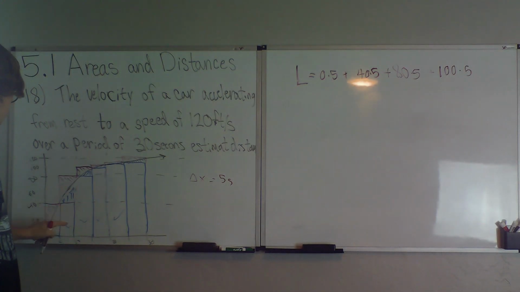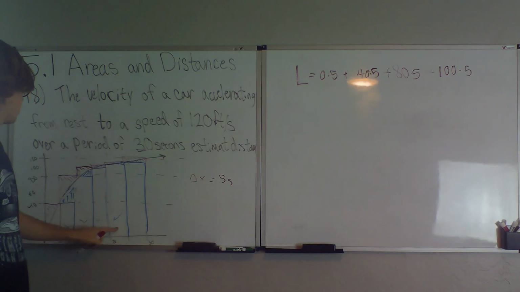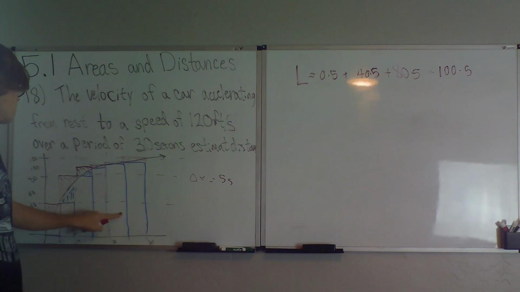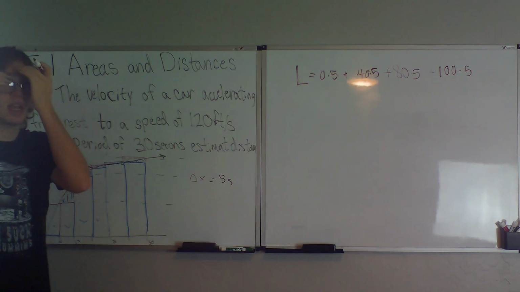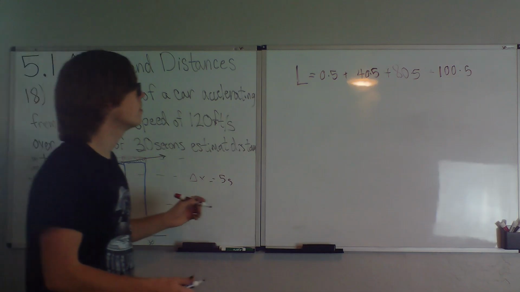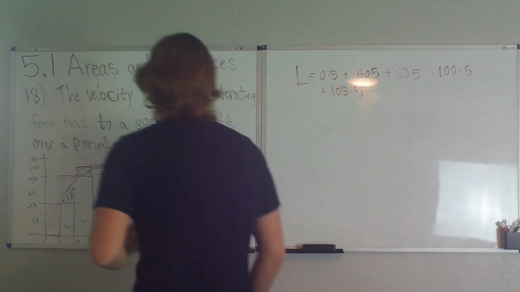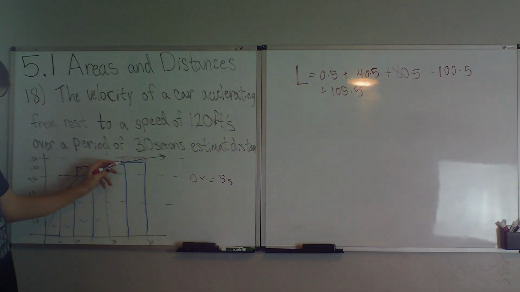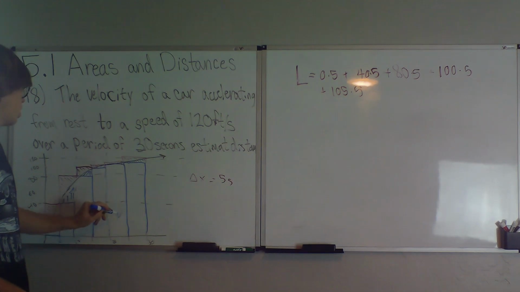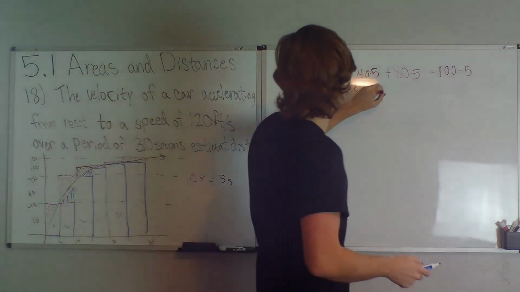And then, wait, is that 1, 2, 3, 4? Oh, we're not done. Okay, we've got to do this one still. So we look at this one, and it's a little more than 100, and because my graph isn't accurate, let's just call that 105, because that looks kind of like 105. So we'll say plus 105 times 5. Okay, and then here, it's a little higher. We got this one. We got this one. It's a little higher, and it kind of looks like 110. So we'll just say that's 110 times 5.